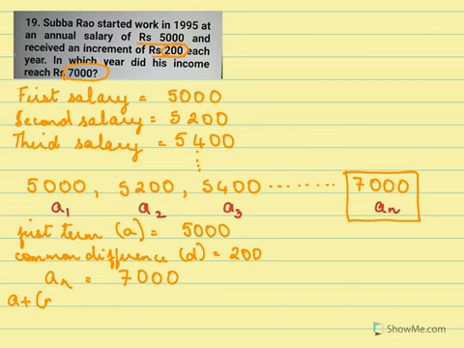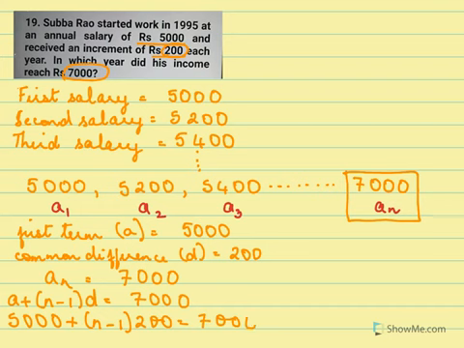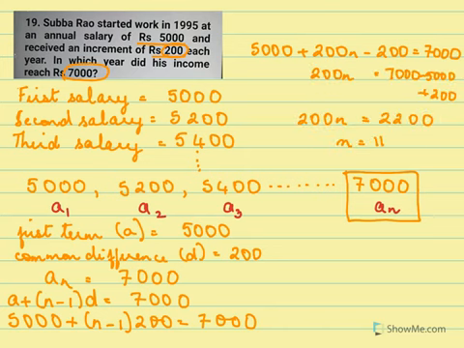Now we know an is a plus n minus 1 d, which is 7,000. Now put your values. Your a you know is 5,000, this is n minus 1, and we know d is 200, equal to 7,000. Let's go ahead and complete this calculation. So we have 5,000 plus 200n minus 200 equal to 7,000.